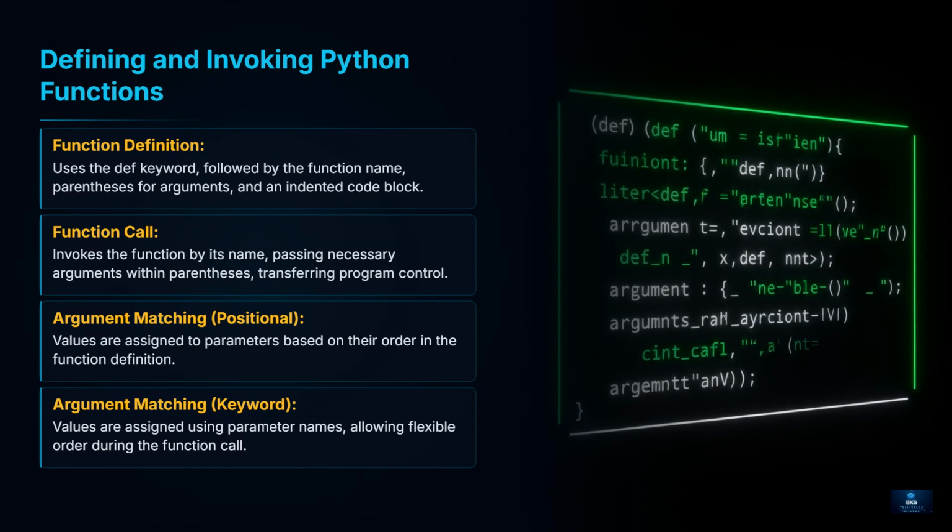Let's look at the mechanics. Defining a function in Python starts with the def keyword, followed by its name and any parameters it takes. The function's logic resides in an indented block. Calling a function is straightforward. Just use its name with the required arguments. Python supports both positional arguments, where order matters, and keyword arguments, offering more flexibility. Plus, you can set default values for arguments, making your functions even more versatile.